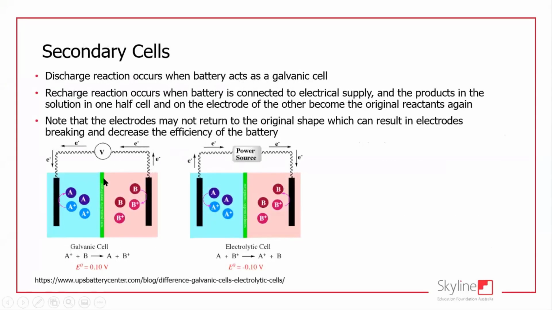All right, just to finally sum this up, we've got secondary cells. Secondary cells are essentially where it's a galvanic cell, a discharge, and then recharge occurs, where we connect a battery in and it just reverses the equation. So it's a rechargeable battery essentially.